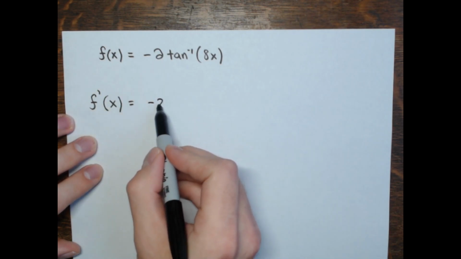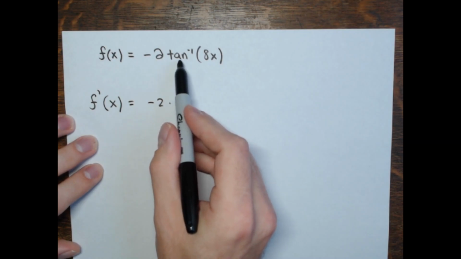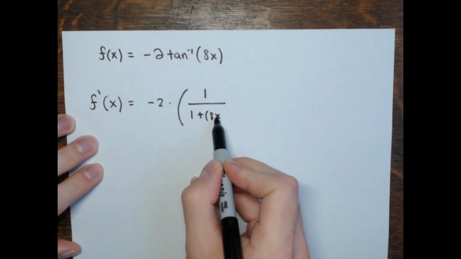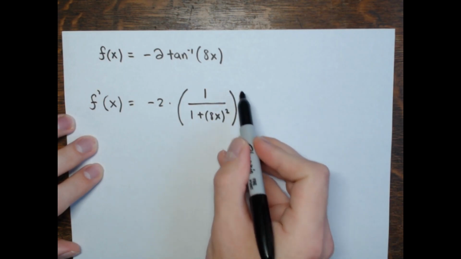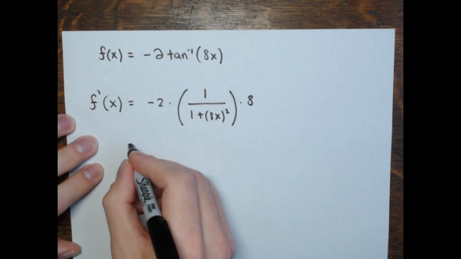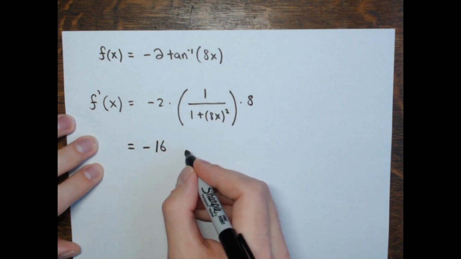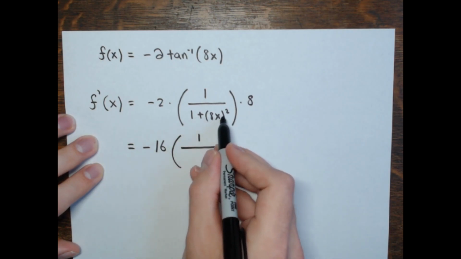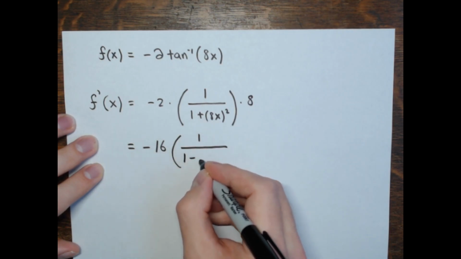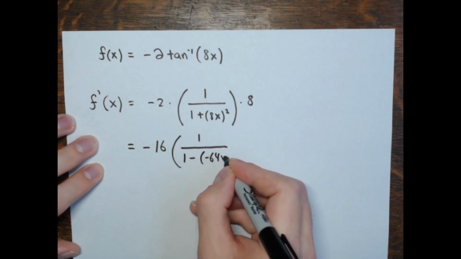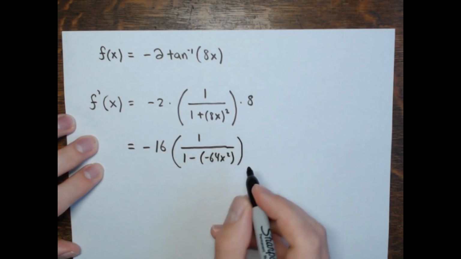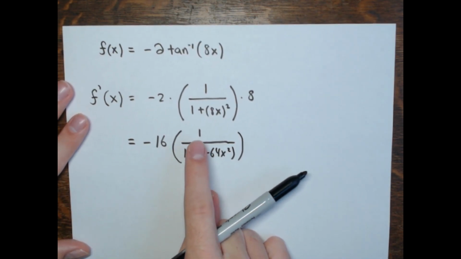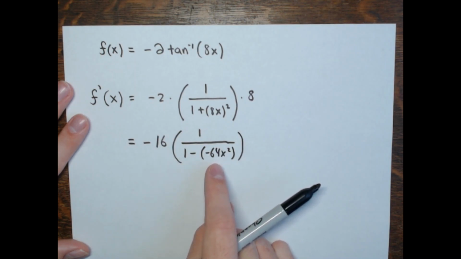The derivative would be negative 2, and the derivative of inverse tangent of something is 1 over 1 plus that thing squared, but then times the derivative of that thing, chain rule. So this is negative 16 times 1 over 1 plus 64x squared, which would be 1 minus negative 64x squared. And here we go. See how the derivative has 1 over 1 minus something involved.